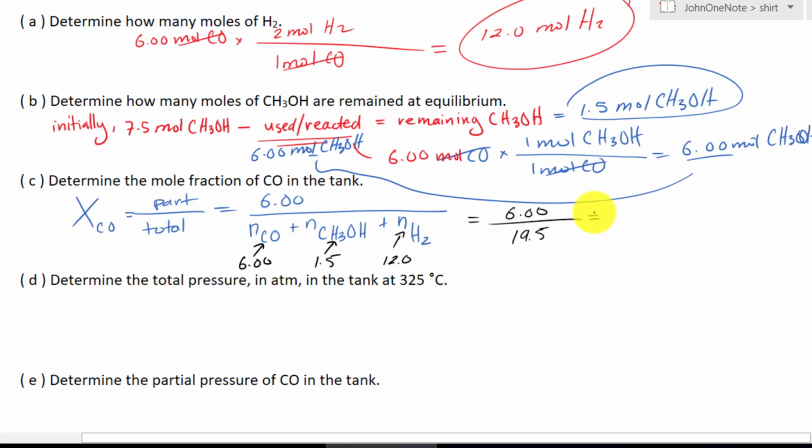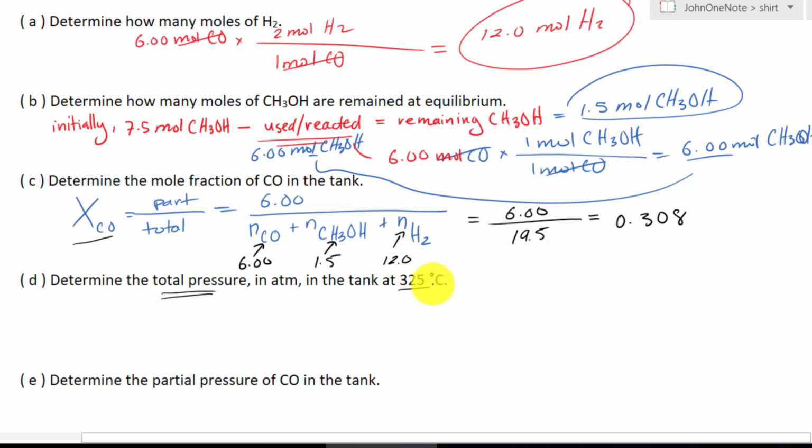And that would equal what? We have 0.308. Okay, and that is the mole fraction for carbon monoxide. Let's go to the next one. Determine the total pressure. That's talking about all the gases in the container, okay? In atm, in the tank at 325 degrees Celsius.